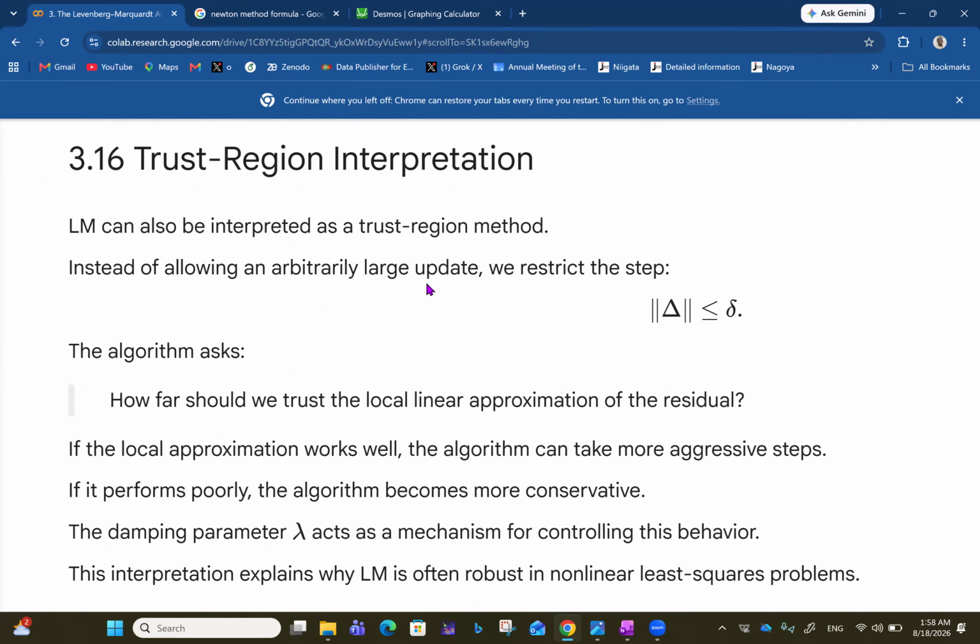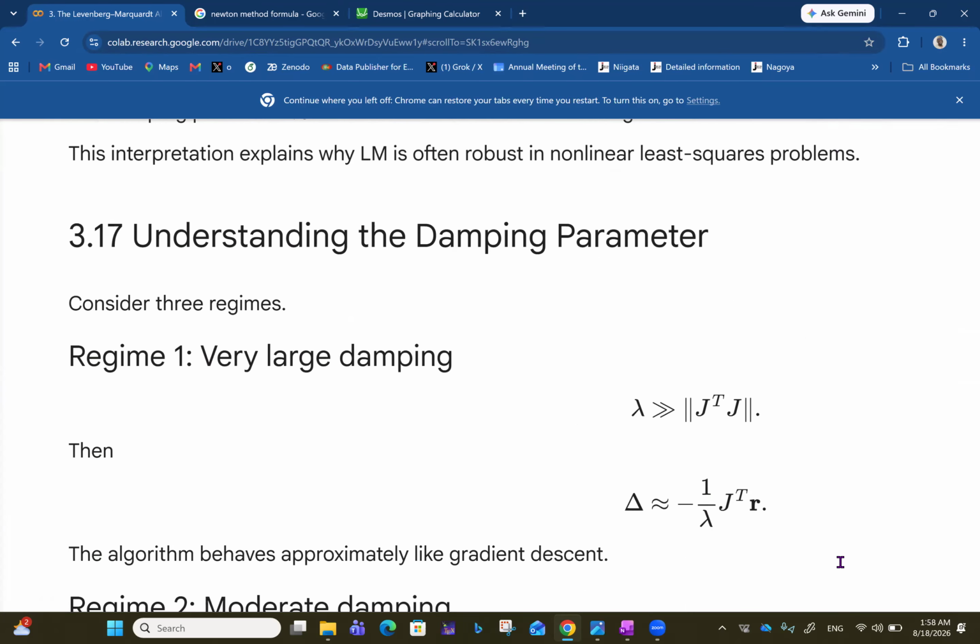Instead of allowing an arbitrarily large update, we restrict the step to be less than or equal to delta, the norm of the step is less than or equal to delta. So the algorithm asks, how far should we trust the local linear approximation of the residual? If the local approximation works well, the algorithm can take more aggressive steps. If it performs poorly, the algorithm becomes more conservative. The damping parameter lambda acts as a mechanism for controlling this behavior. This interpretation explains why Levenberg-Marquardt is often robust in nonlinear least squares problems.